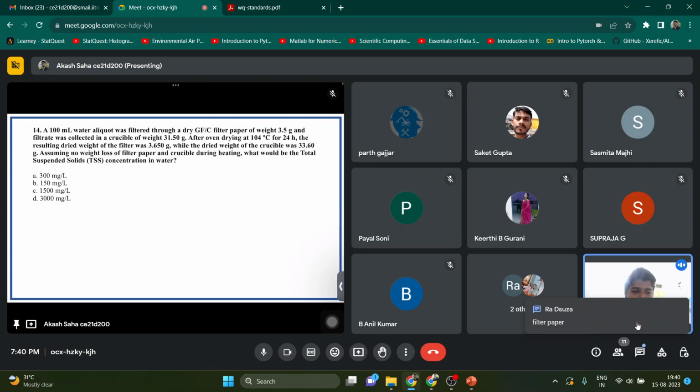Are you able to get my question? Filter paper, okay, because the suspended solids will not be able to filter through the paper. So we will see the particles which are on the filter paper. Okay, so now try to solve.